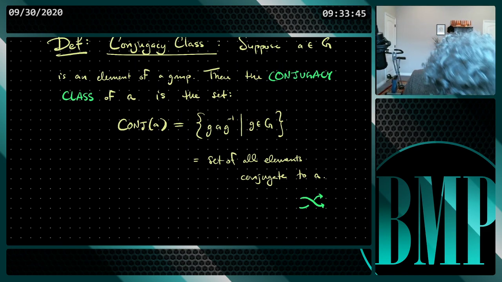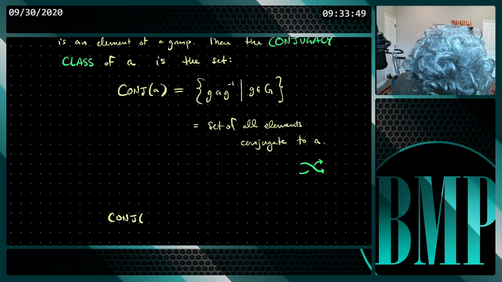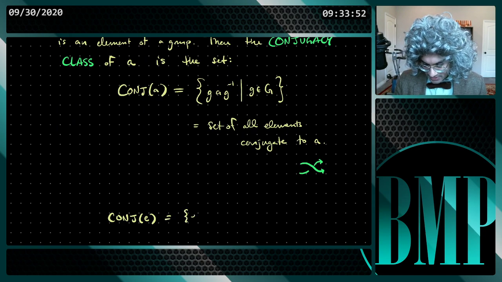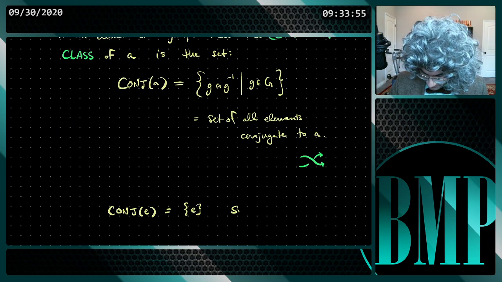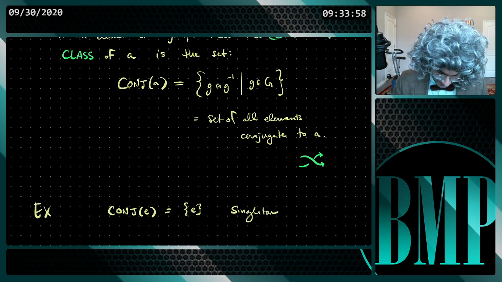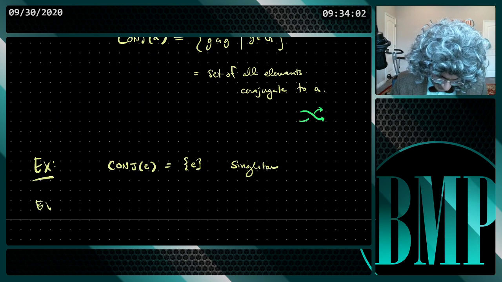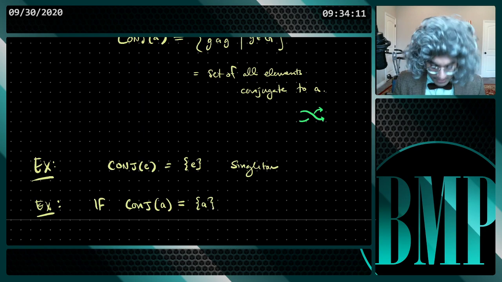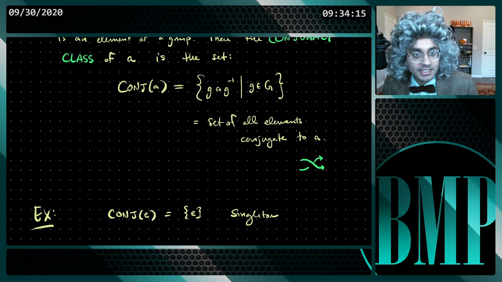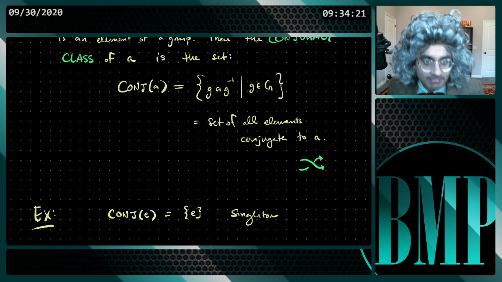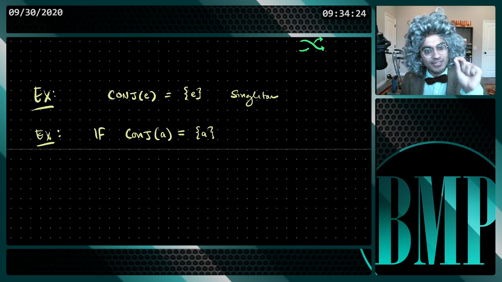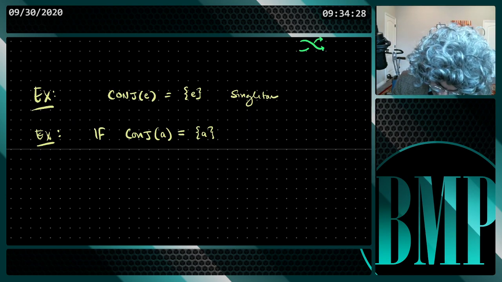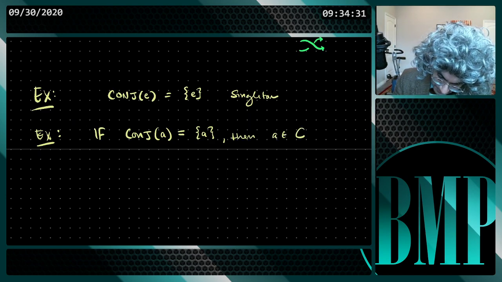Let's do an example. For example, the conjugacy class of the identity element is just the identity element, a singleton. Here's another example. It's not really an example, it's an observation. Notice that A itself is in the conjugacy class of A, because you can take identity times A times identity inverse. That's a conjugate. So if a conjugacy class is just a singleton, then A is in the center.